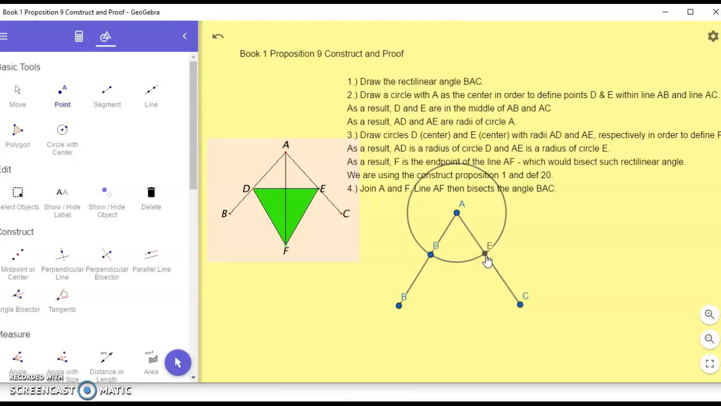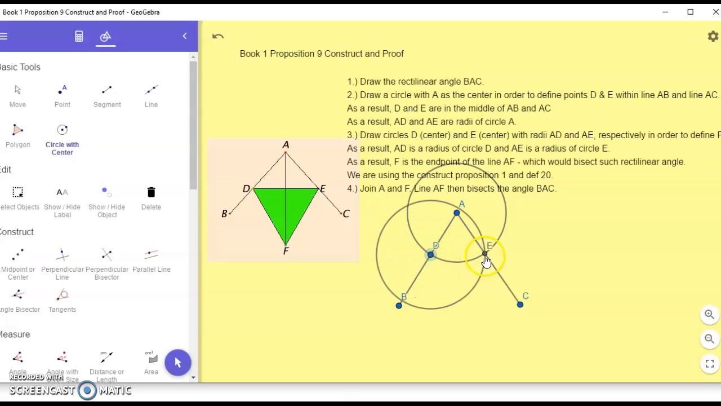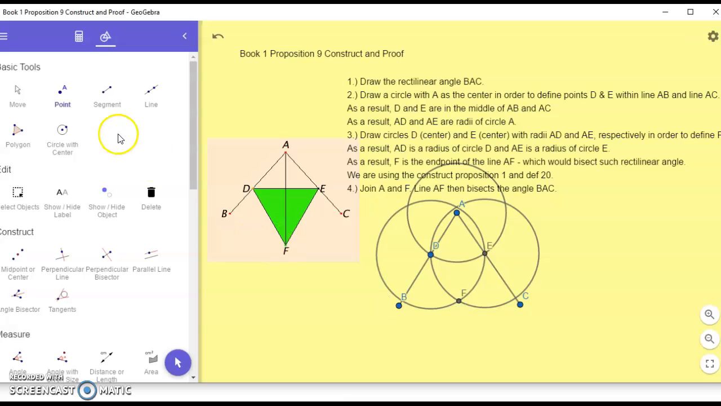So keep that in mind. Then the next step is to construct an equilateral triangle. To do that, we will draw a circle with center D and radius DE. So let's perform that. Circle D, radius DE, and a circle E with radius ED. The point of intersection between circles D and E will be a point named F.